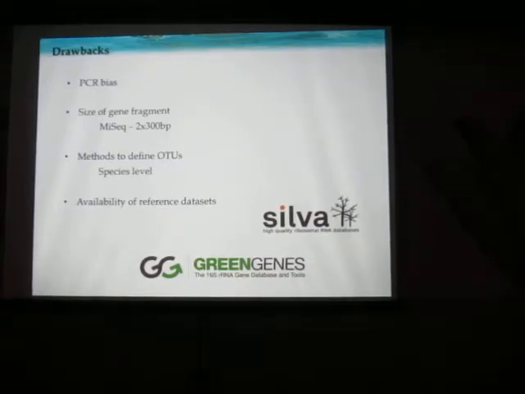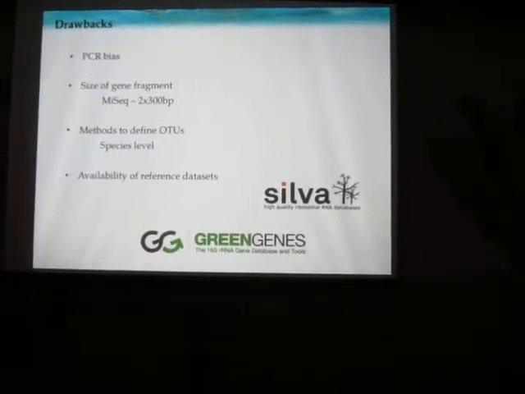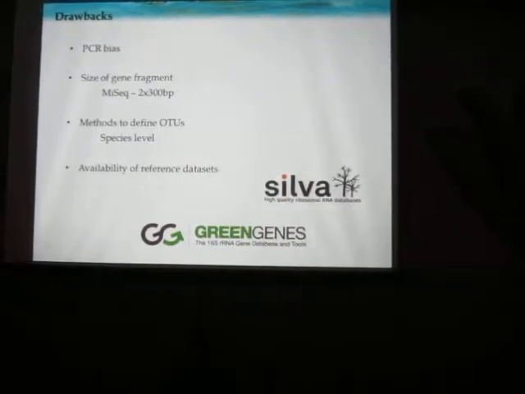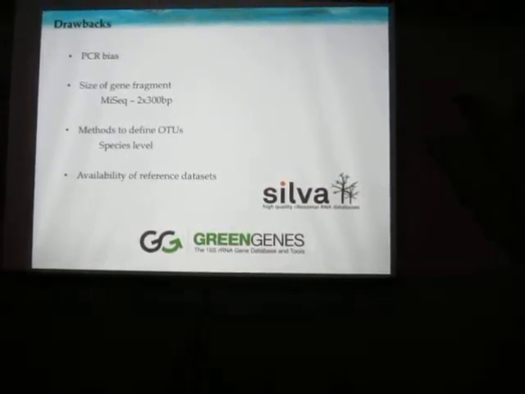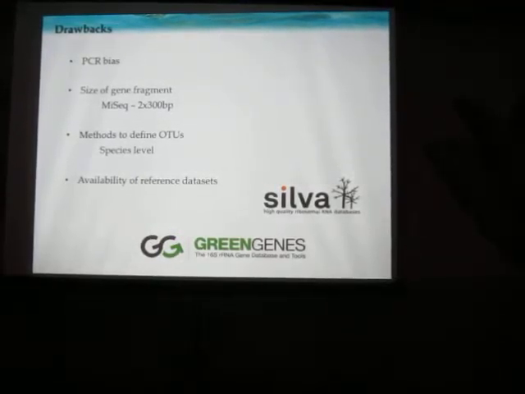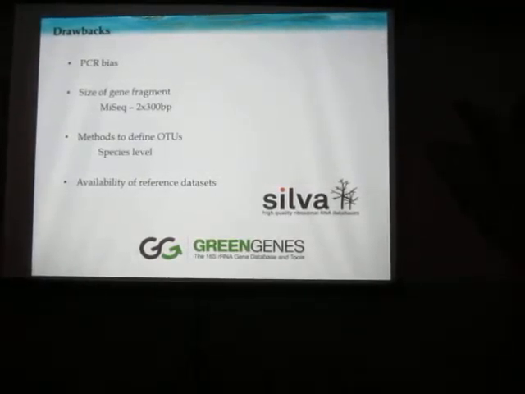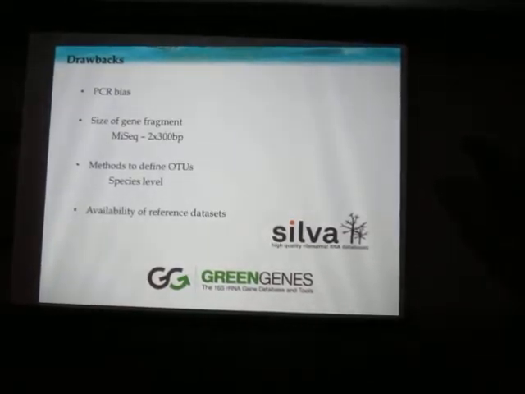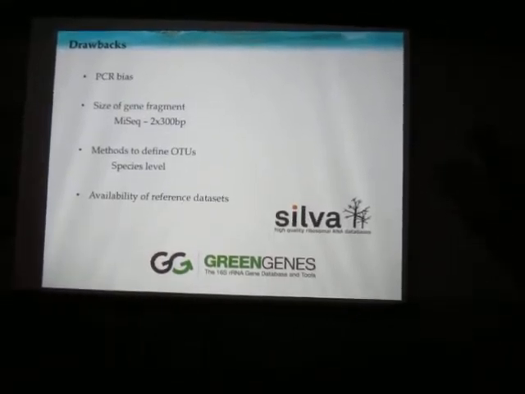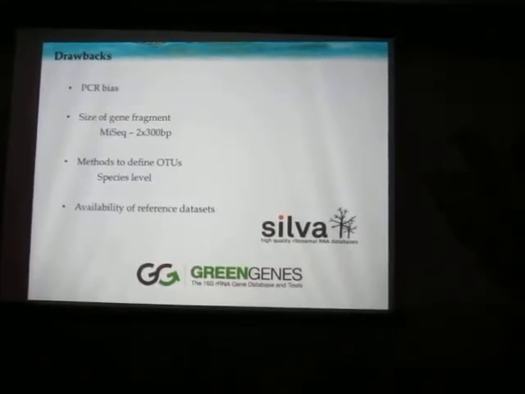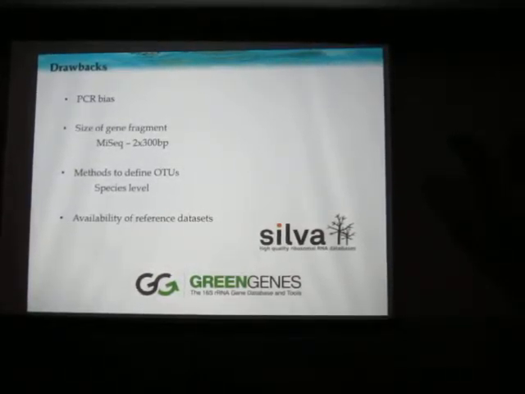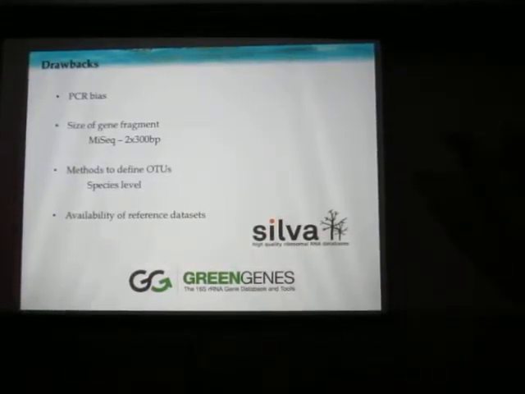There are still some drawbacks to this sort of work, especially due to PCR bias, so when you do PCR, some DNA is amplified more than others. Then the size of the gene fragment: MiSeq today provides one of the longest read lengths, but this is still like 600 base pairs. This is still not really big enough to construct phylogenies. We still need better methods to define OTUs that allow us to get to the species level.